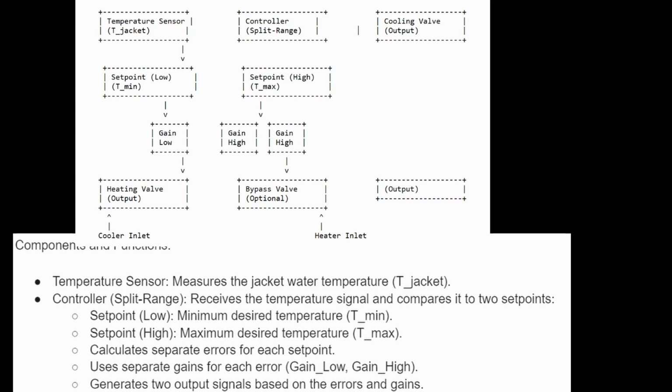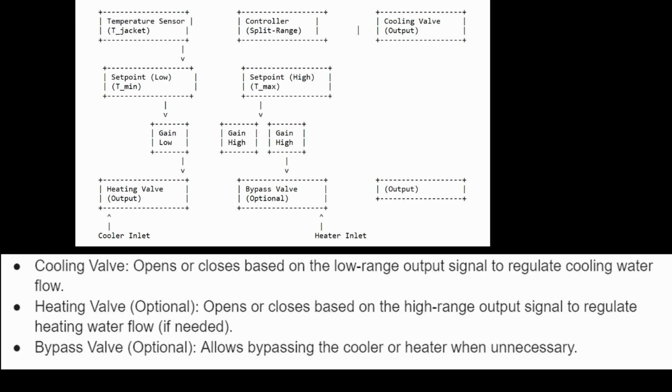Cooling valve opens or closes based on the low range output signal to regulate cooling water flow. Heating valve, optional, opens or closes based on the high range output signal to regulate heating water flow if needed. Bypass valve, optional, allows bypassing the cooler or heater when necessary.